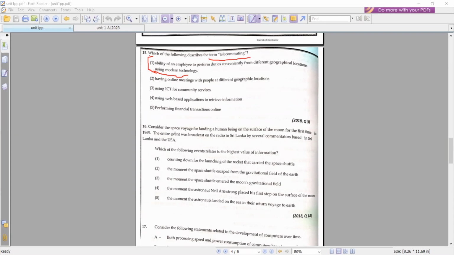Okay, we'll go to the 16th one. Consider the space voyage for land. It is just like the earlier one, the marking thing. The fourth one, you have put the correct answer. All of you have put the correct answer. That is 100%, right? Very good.